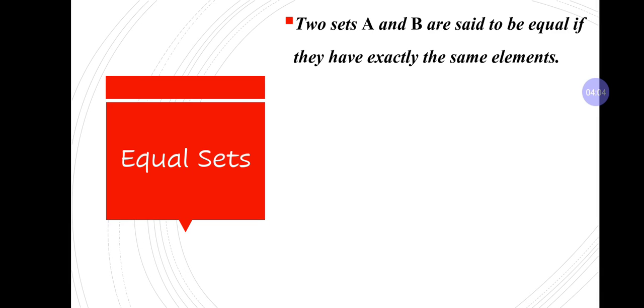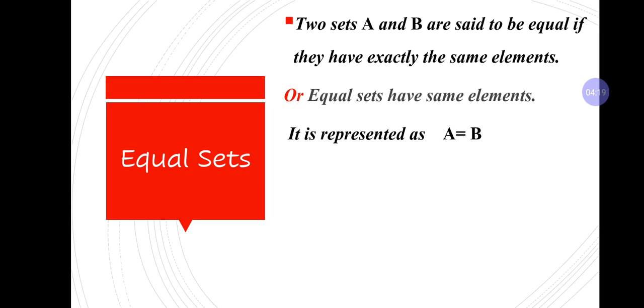Now equal sets. Two sets A and B are said to be equal if they have exactly the same elements. In other words, we can say equal sets have the same elements. We can represent equal sets like this, A equals B. Here are examples of equal sets.